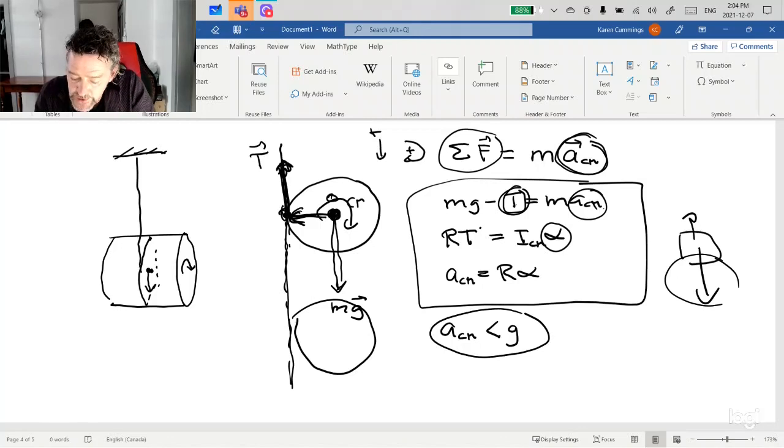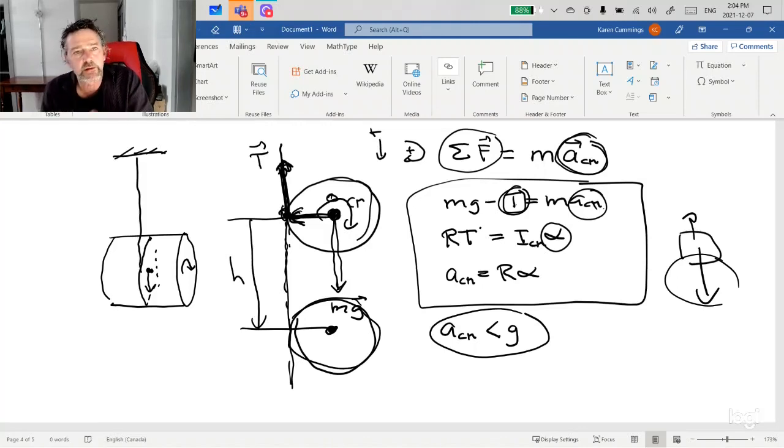Another way to think about it, which is also really useful, is suppose that the spool unrolls from this level to this level. So the center of mass of the spool has moved from here to here. So it's dropped down through a height h. Okay? So then clearly there's gravitational field energy which is being converted into kinetic energy. How much gravitational field energy did we get out of this? Well, it's just going to be mgh. So that's how much gravitational field energy we have to put into changes in kinetic energy.